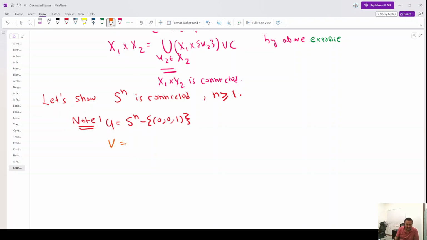And let's take V. I'm sorry for the so many colors. V to V, Sn minus, say. Basically, I'm removing north and south poles. So U intersection V is non-empty, guys, right? And what is this? Do you remember stereographic projection?